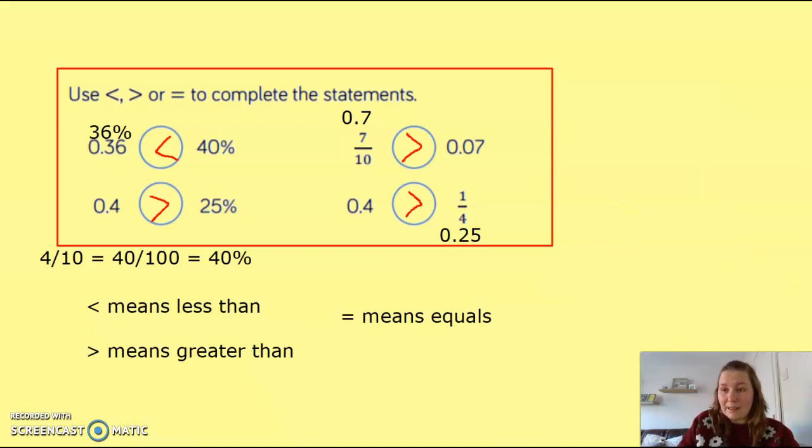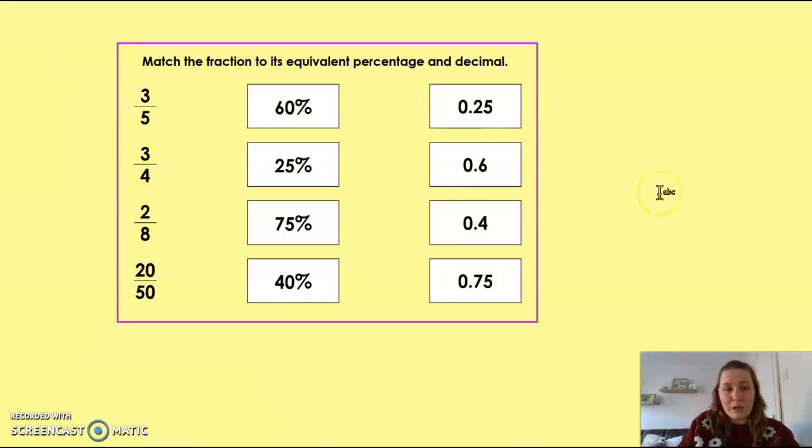Let's look at one last thing together. Okay, have a go. Pause me and have a go. Match the fraction to the equivalent percentage and decimal. Remember, you have to work them out into the same thing. So all fractions, all percentages, or all decimals. I'm going to do one with you really quickly.